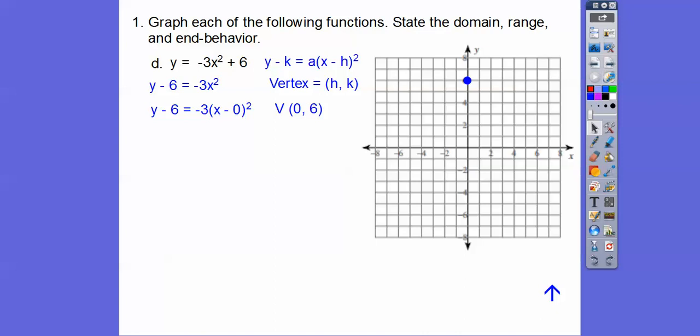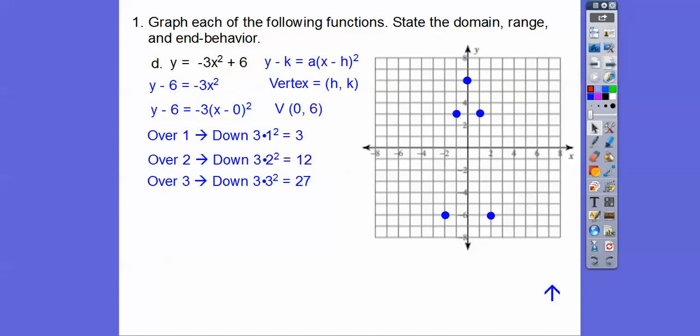Okay, all right, and this guy, remember, it's going down, so it's going to go down. If I go over 1, you square it and then multiply it times 3. So it's going down 3 times 1 squared, 3 times 2 squared, 3 times 3 squared as we go over 1, 2, 3. Okay, so I didn't go over 3 and down 27 because the graph wouldn't let me, but I could go over 2 and down 12, so that's what that is. So there's the graph right there.